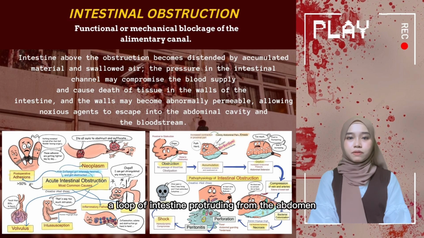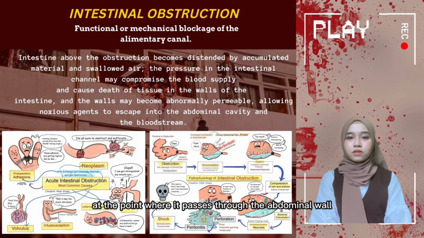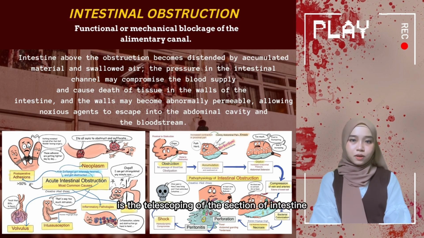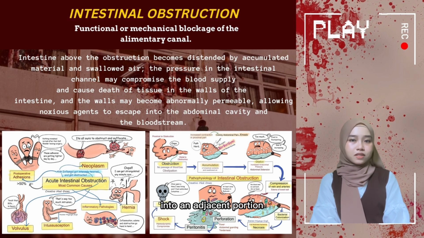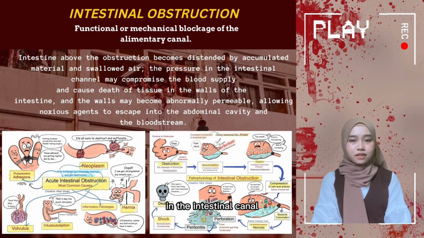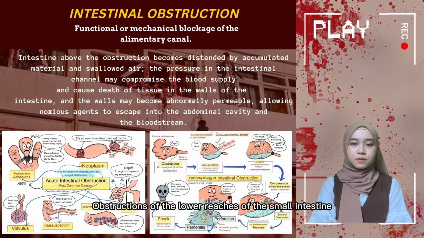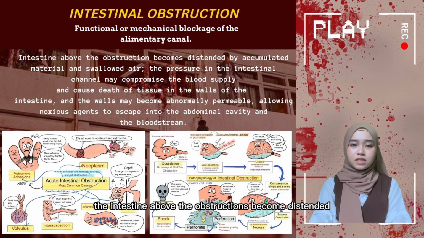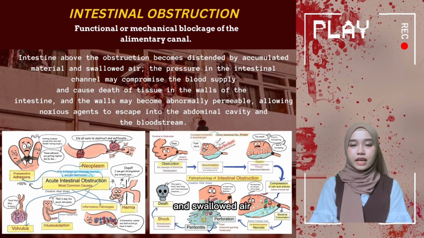In a hernia, a loop of intestine protruding from the abdomen may be compressed at the point where it passes through the abdominal wall. A volvulus is a twisting of the intestine upon itself, and intussusception is the telescoping of sections of intestine into an adjacent portion. The loss of fluids and chemicals through vomiting is frequent with obstructions located high in the intestinal canal. Obstructions of the lower reaches of the small intestine, the ileum, and of the large intestine are inaccessible to evacuation by vomiting. In such cases, the intestine above the obstruction becomes distended by accumulated material and swallowed air.